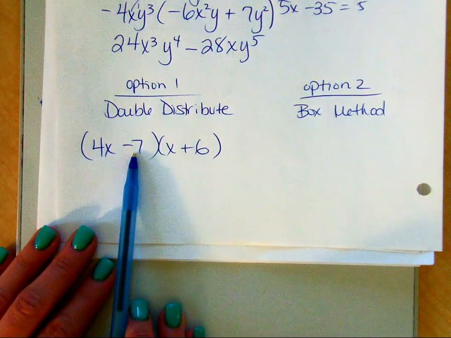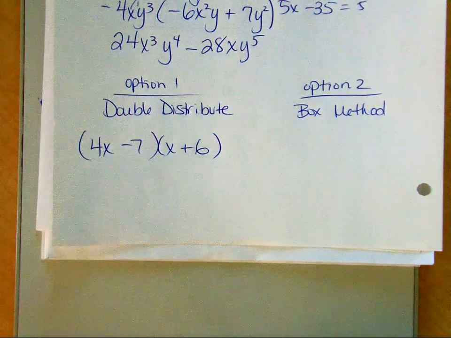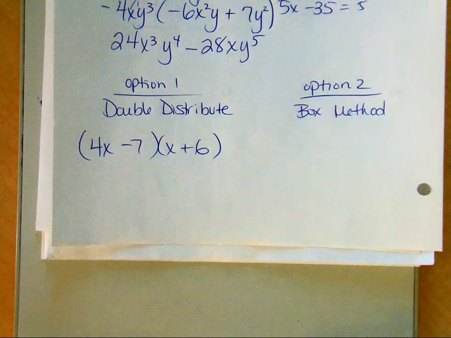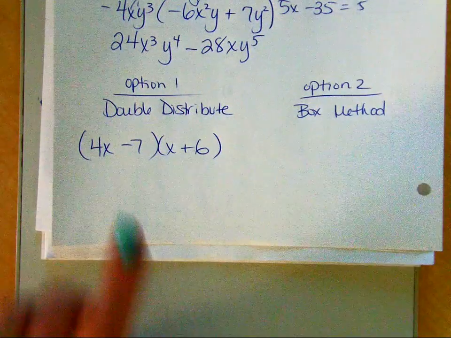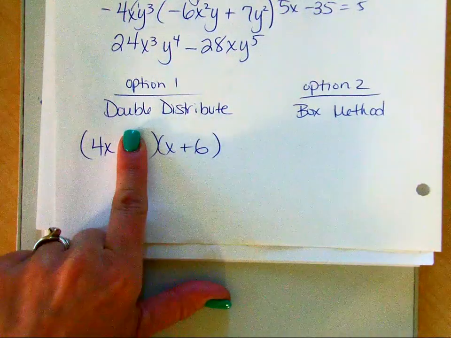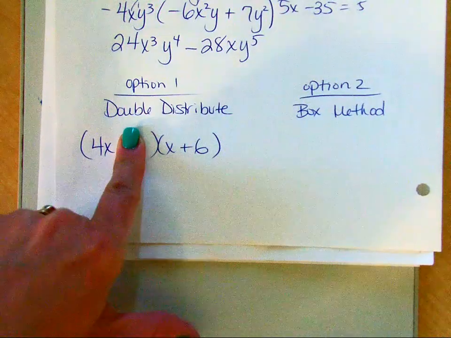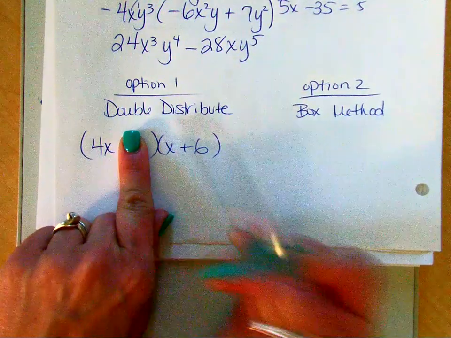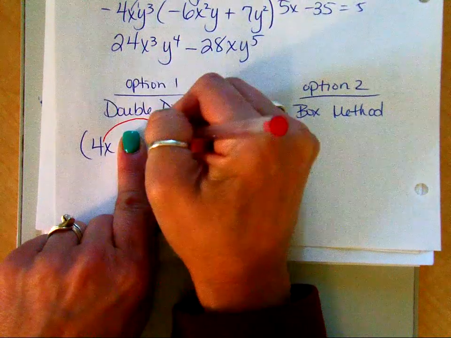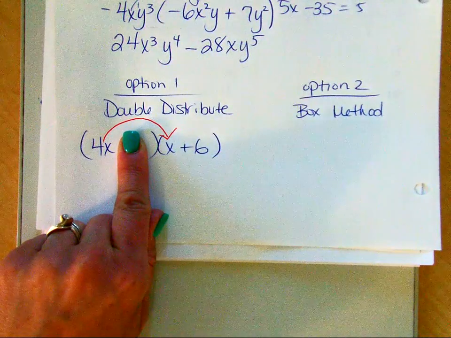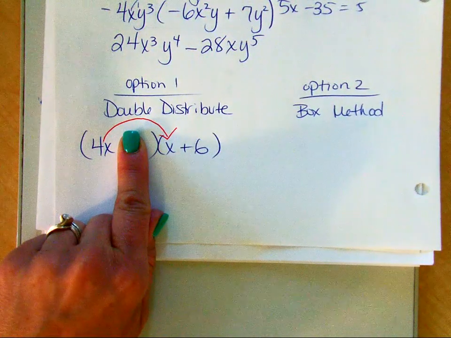There is a very organized way to do this, and there is a haphazard way to do it. The first thing I'm going to suggest is that you pretend like that negative 7 isn't there. Just cover it up. And then I'm just multiplying a monomial times a binomial. Distribute it. What is 4x times x? 4x squared, right? Stay with me.